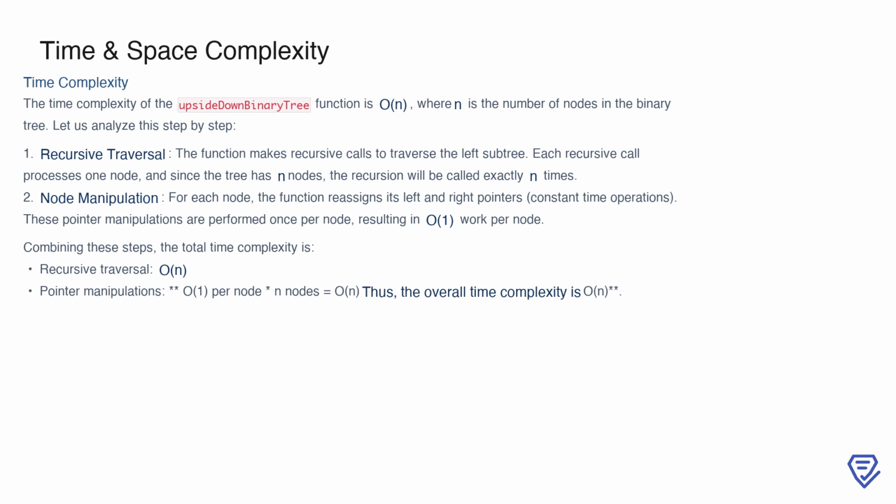Second, for each node, the function adjusts its left and right pointers. These pointer updates are constant time operations, or O(1), and since they're performed once for each node, this results in O(1) work per node. When we combine these two factors, the O(n) traversal and the O(1) manipulations for n nodes, the total time complexity becomes O(n).